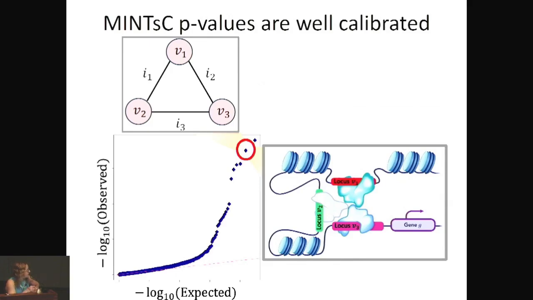Here I have results for a particular cell type. This is again a prefrontal cortex data set. If you look at the QQ plot, the y-axis is the observed p-values, coming from the beta distribution at the clique level, and these are the expected. Each of these points corresponds to a type of multi-way interaction.